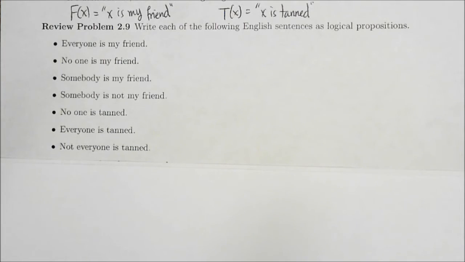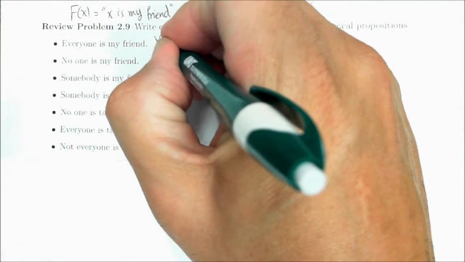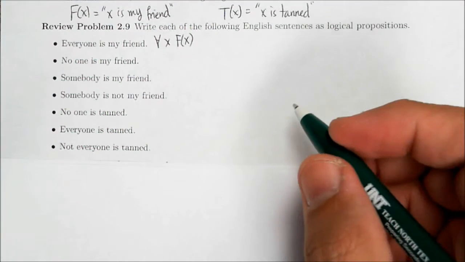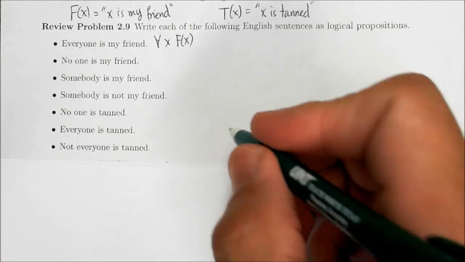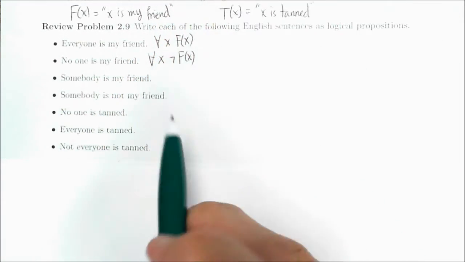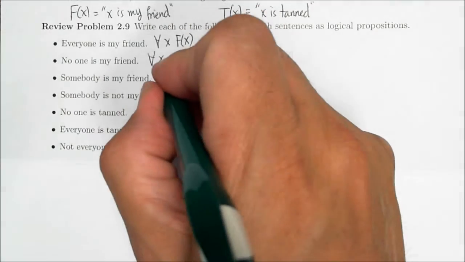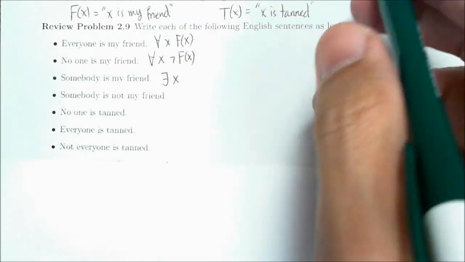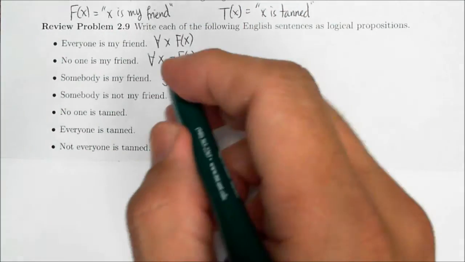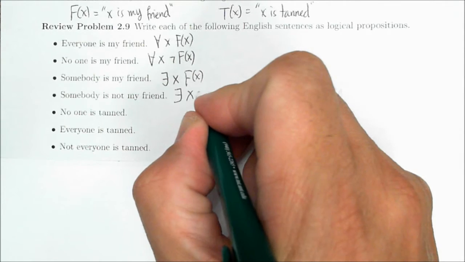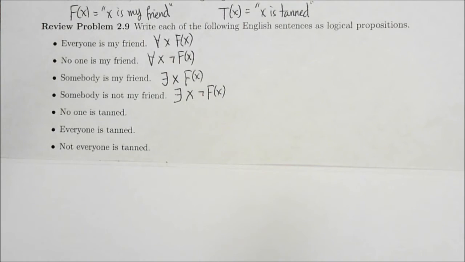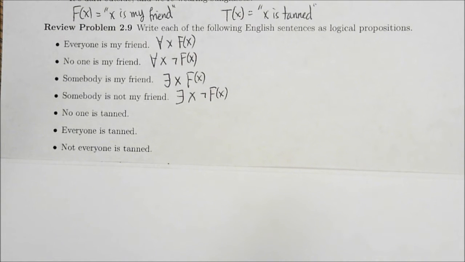Everyone is my friend, so that means for all x, x is my friend. No one is my friend would be that for all values of x, it is false that x is my friend. Somebody is my friend would be there exists an x such that f of x is true. And somebody is not my friend, there exists an x such that f of x is false, that f of x is not true.